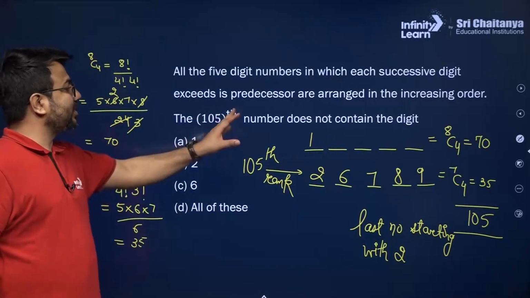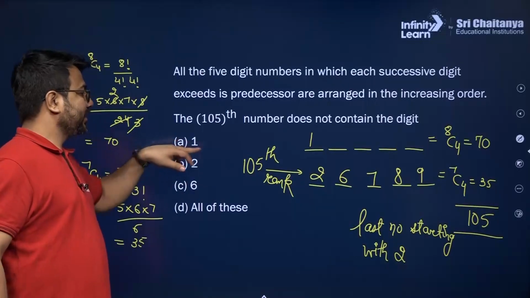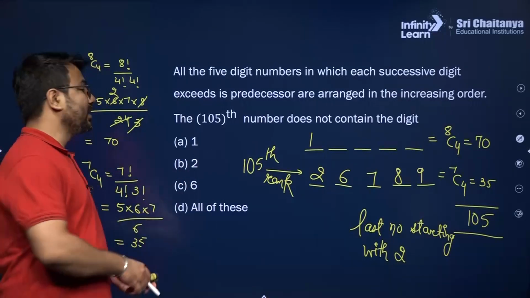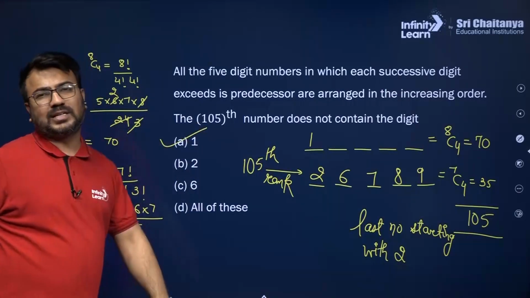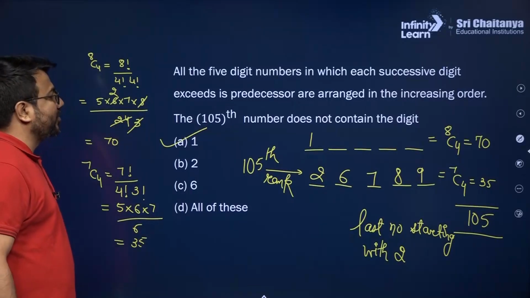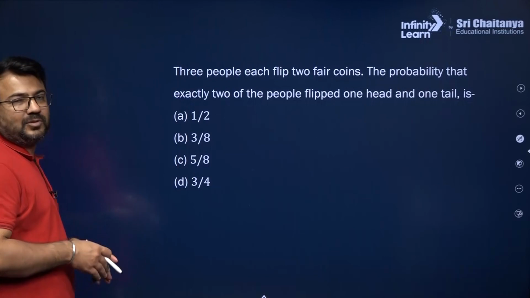Now, the number does not contain the digit 1. It contains 2, it contains 6, but only 1 is missing. So the number will not contain the digit 1. Option A will be the final answer. I hope you are able to understand how we have done this. Now we are moving ahead to the next question.